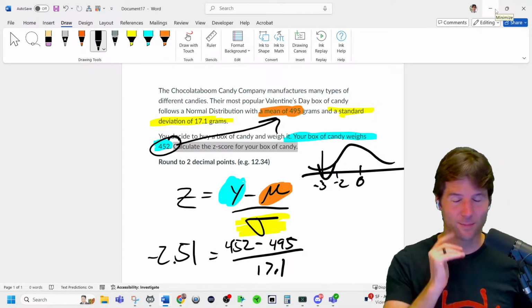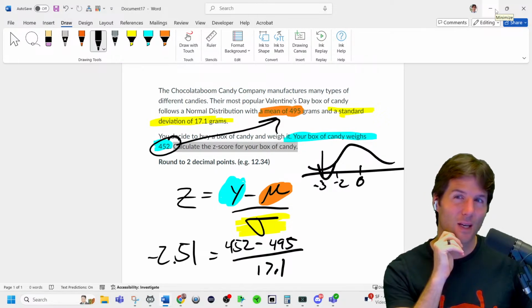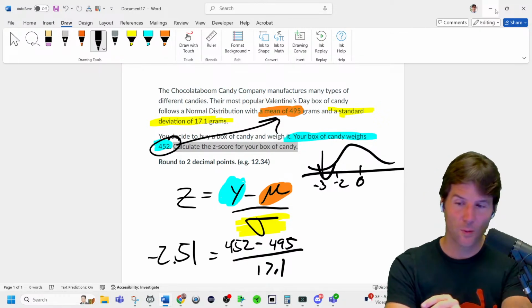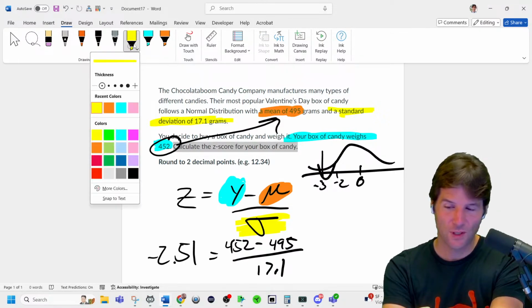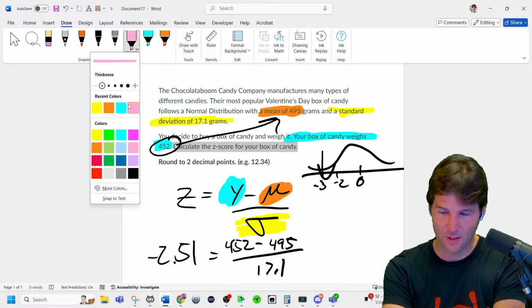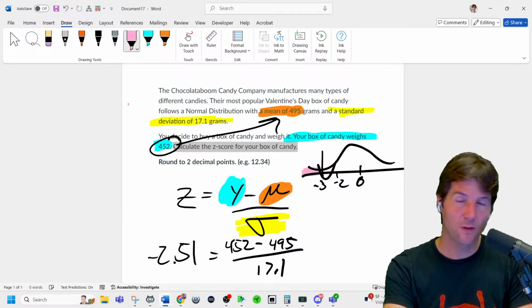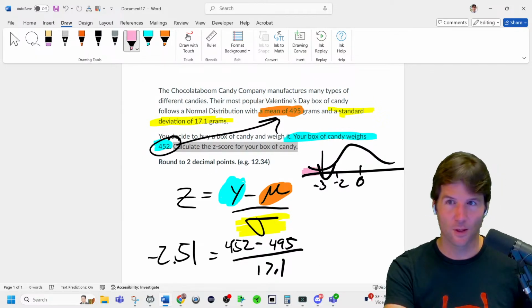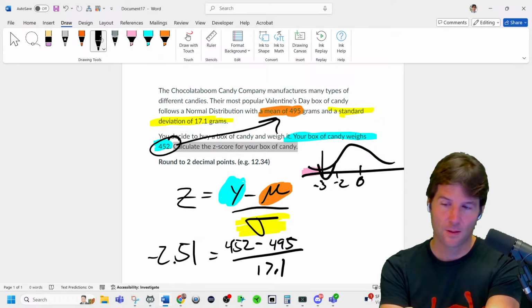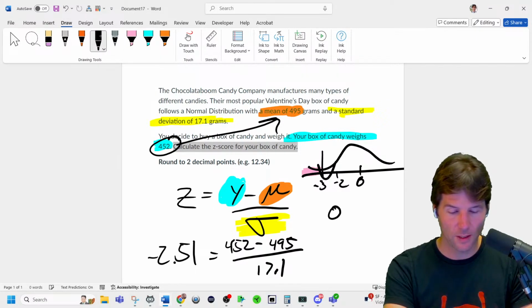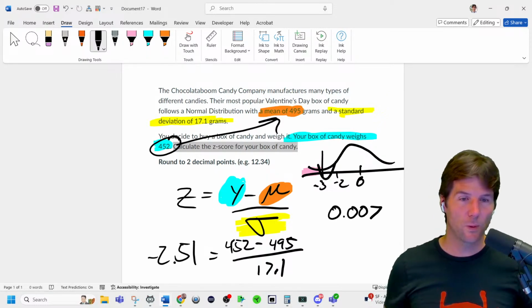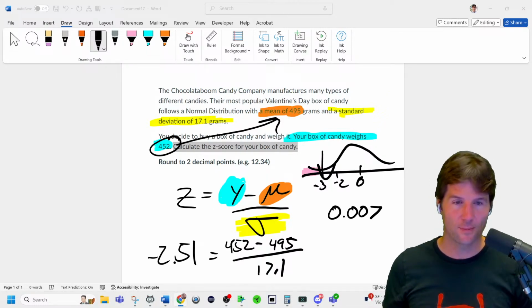Here's the crazy part. Do you know what percent of the curve would be below this? It's scary how long I've been doing this. What percent of the curve would be below this? Does anyone know? It's a new question. Probably about 0.007. We wouldn't give you this on the test, but we go to the applet.